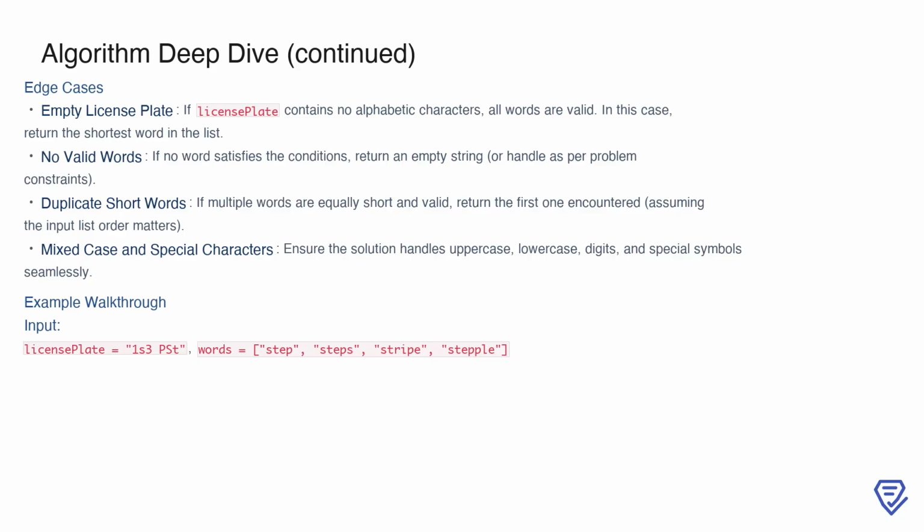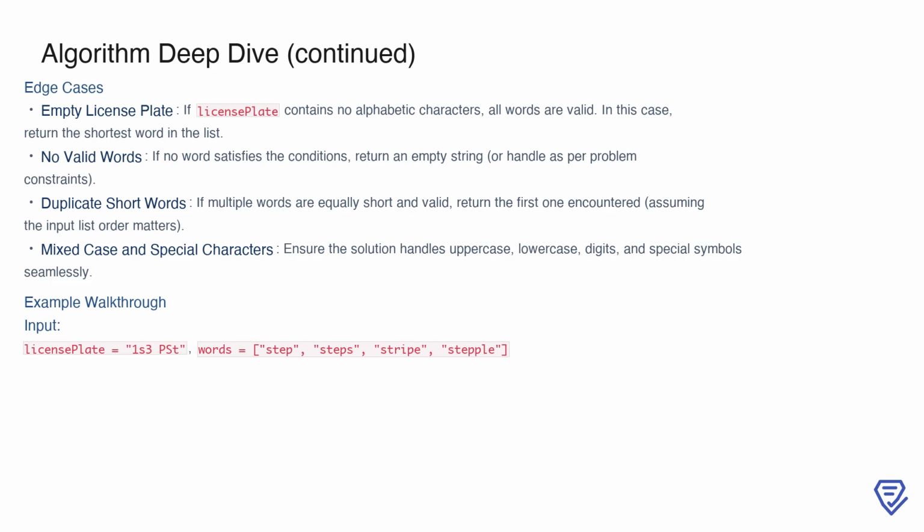If no word satisfies the conditions, an empty string should be returned, or the behavior should align with the problem's constraints. If multiple words are equally short and valid, the first one encountered in the input list is returned, assuming the order matters. Finally, the solution must seamlessly handle mixed-case letters, digits, and special characters in the license plate, ensuring that these are processed correctly without affecting the result.